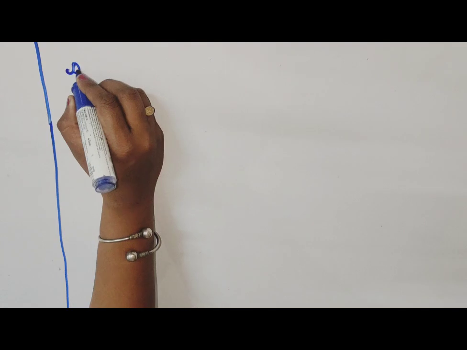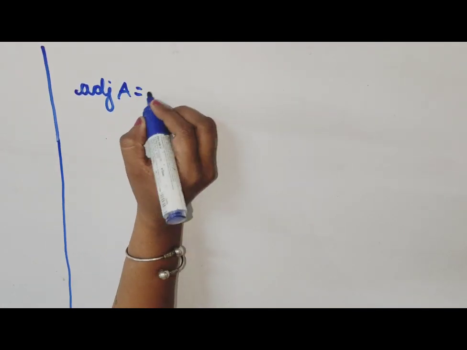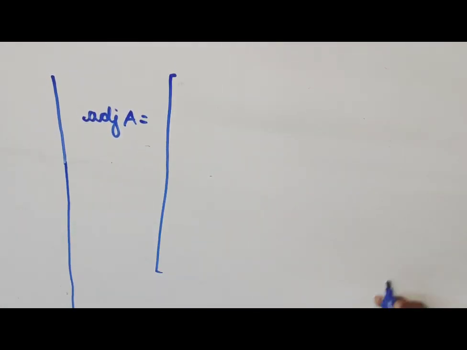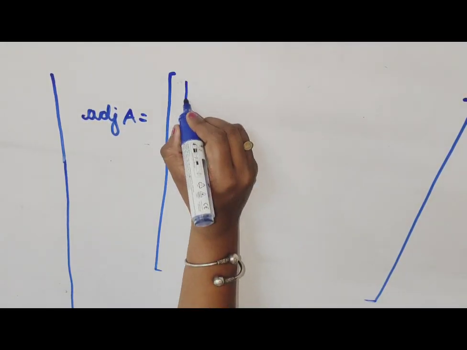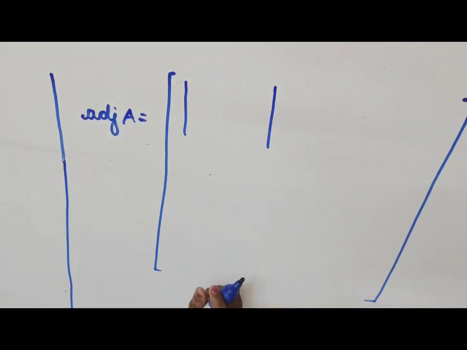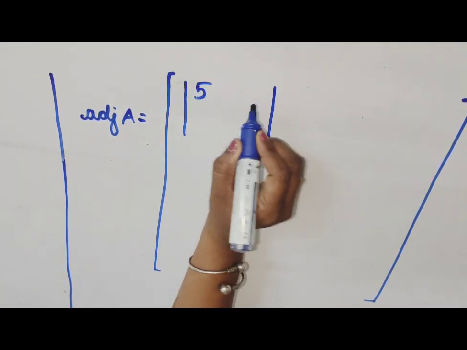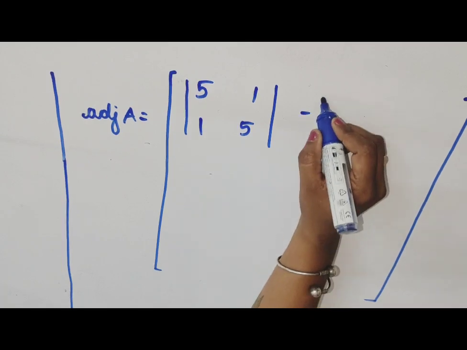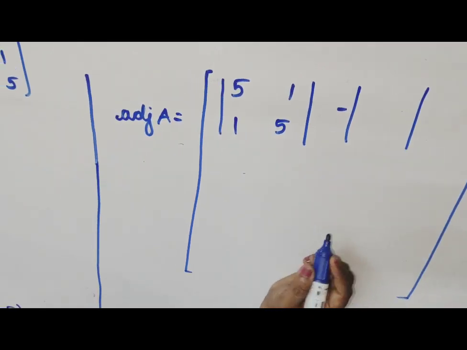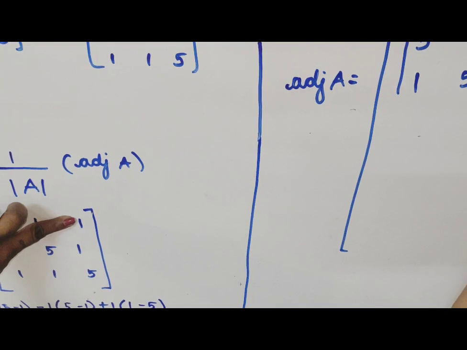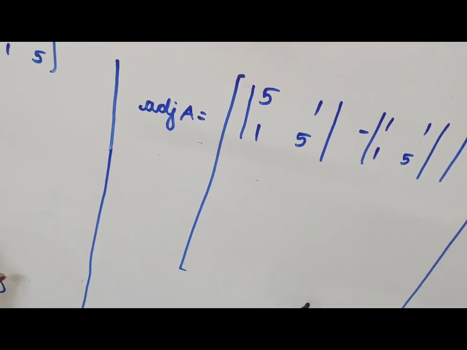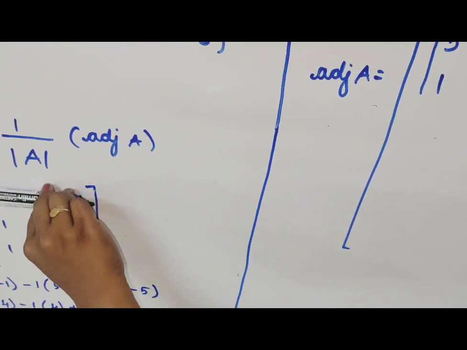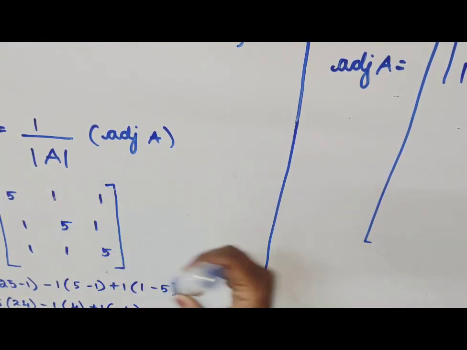Now we have to find the adjoint of A. We already saw how to find the adjoint of A. We have to write the minor for all the terms. For the first term 5, it is 5, 1, 1, 5. The alternate term will have minus, and considering this 1, we get 1, 1, 1, 5. For the third term we write the minor, where this row and this column are omitted.